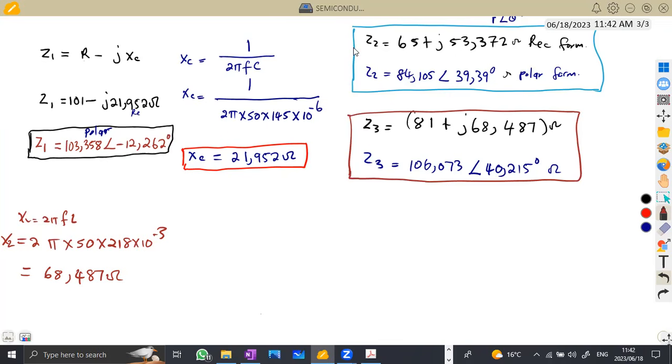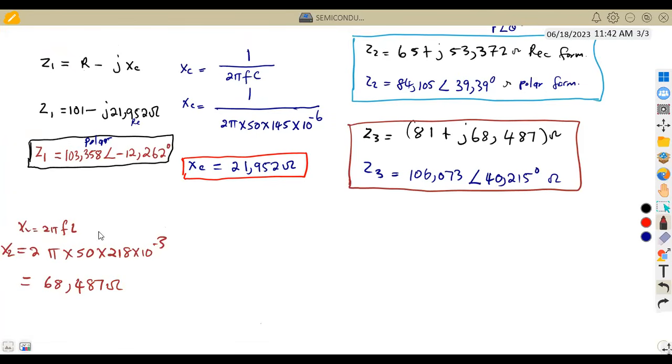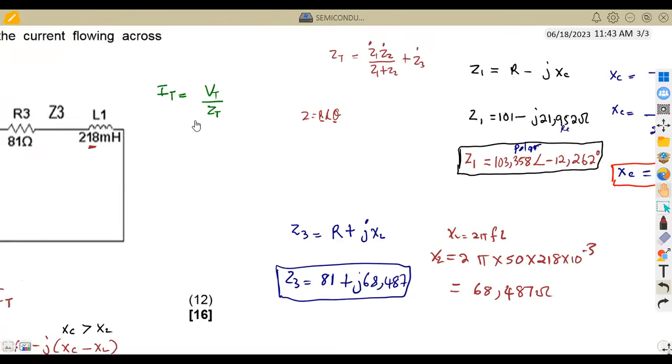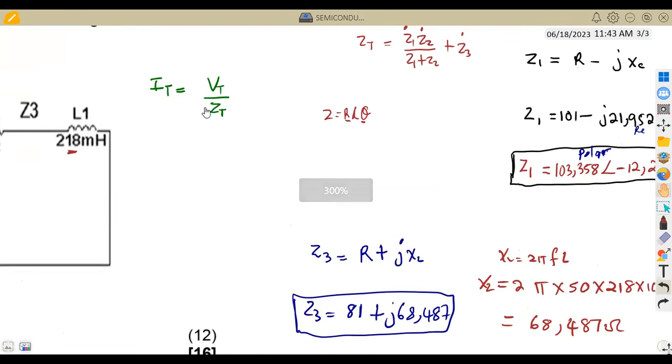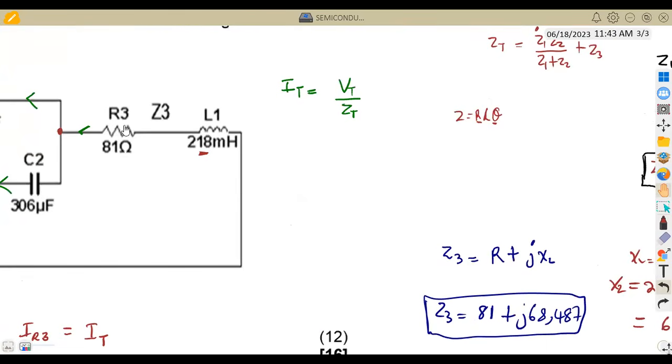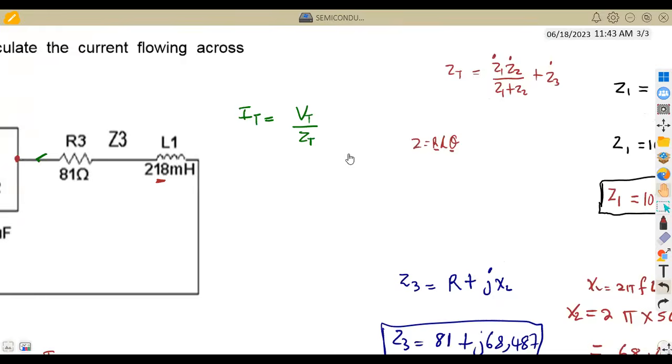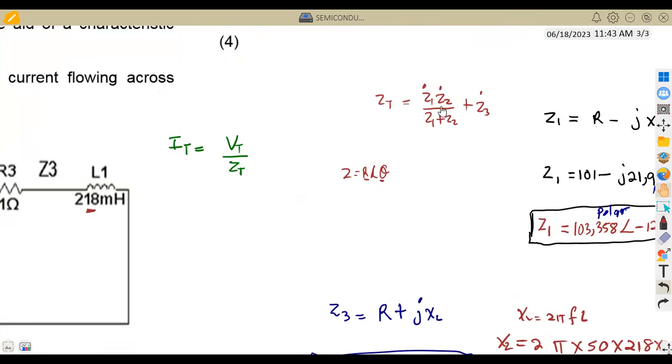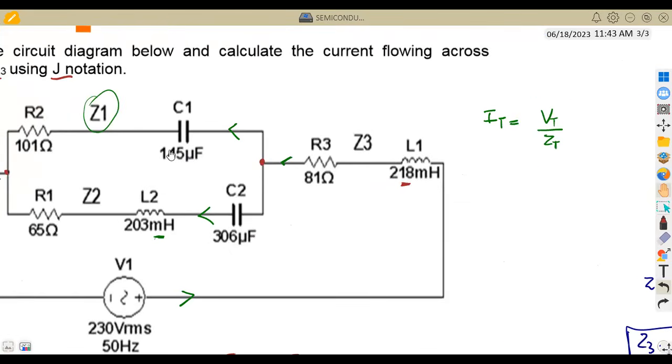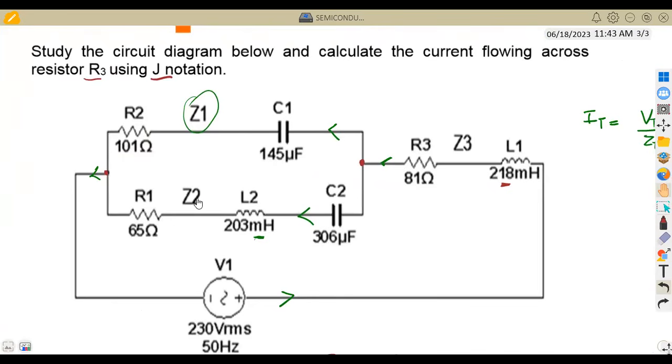So it is best now to find our ZT. We have Z1, we have Z2, we have Z3. On our formula, we need to remember what we need, guys. We need to find the total current, which is equal to the current across the resistor R3. But we need the total impedance, and our total impedance is taken from the product over sum, because Z1 and Z2 are in parallel. So what we can do is find the resultant of this parallel combination first.